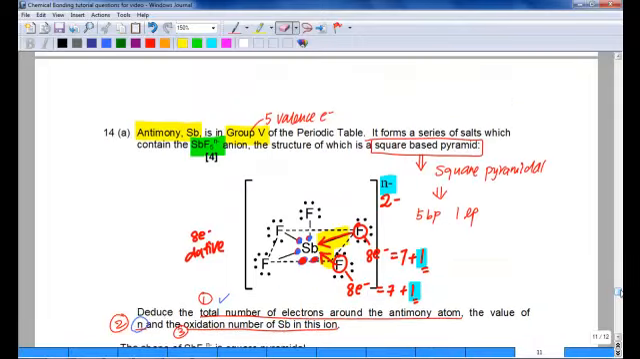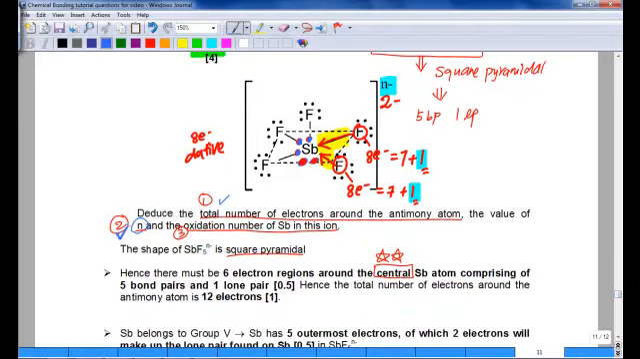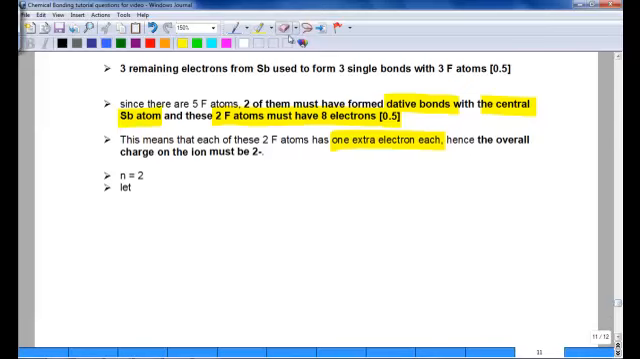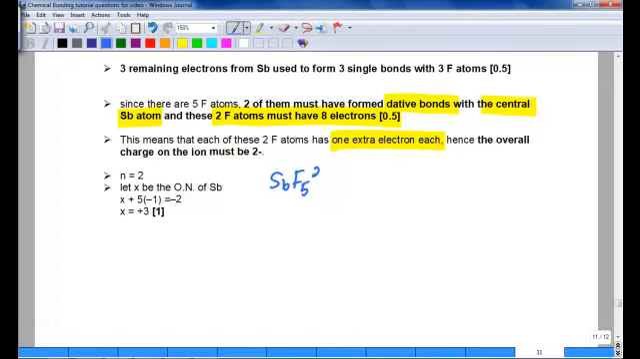So we can move on to part 3 of the question now. We tackled part 2, so move on to part 3: the oxidation number of Sb in this ion. This should be very simple as well, because we know n is equal to 2. We can just let x be the oxidation number of Sb. In SbF5 2 minus, let Sb be x. Each fluorine is -1, so we have 5 of them altogether, giving -5, and the overall charge is -2. Solving the equation, x should be equal to +3.